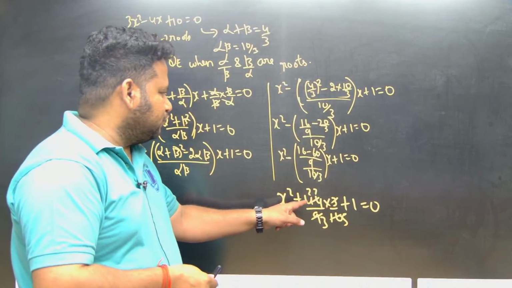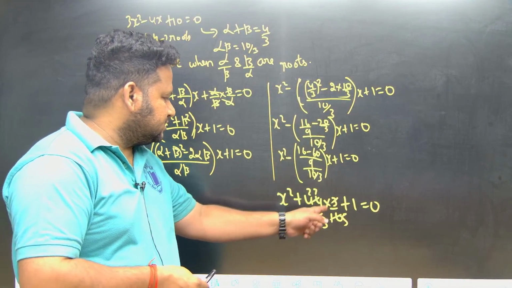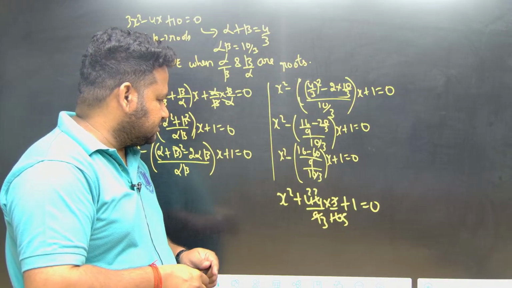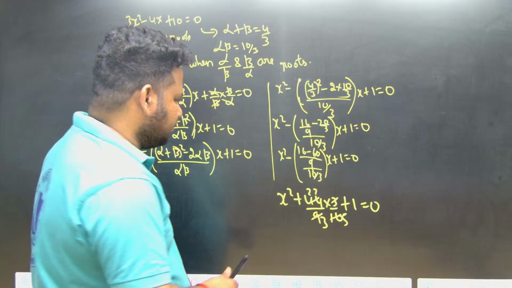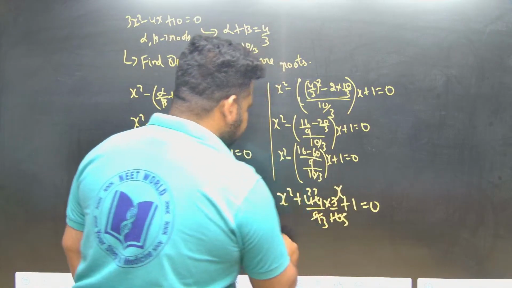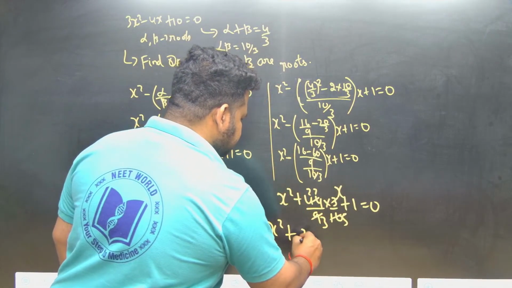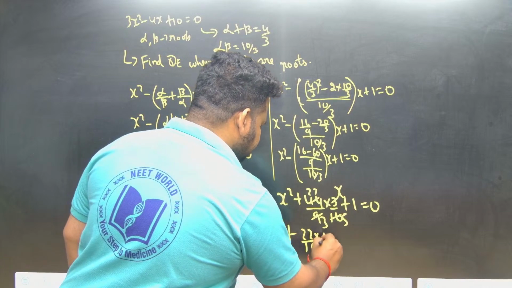Okay, 44 by 9 into what is this? 3 by 10. Okay, 3 ones are, 3 threes are. Okay, 2 twos are, 2 fives are. Okay, this is what we will be having into x will be there. Now what will this become? x square plus 22 by 15x plus 1 is equal to 0.